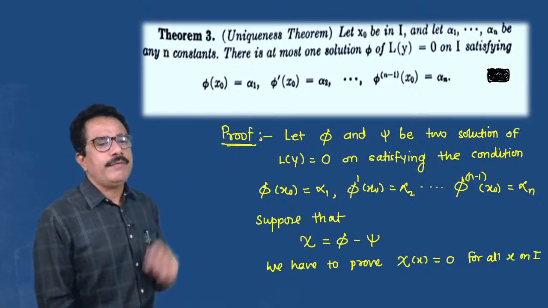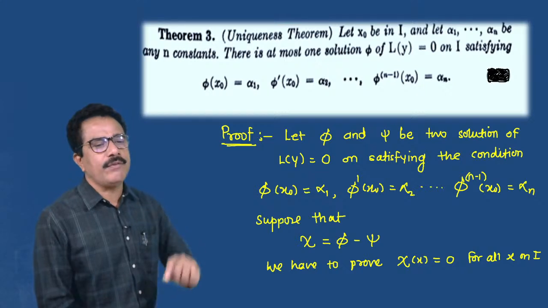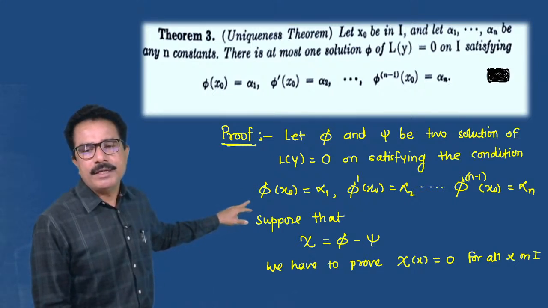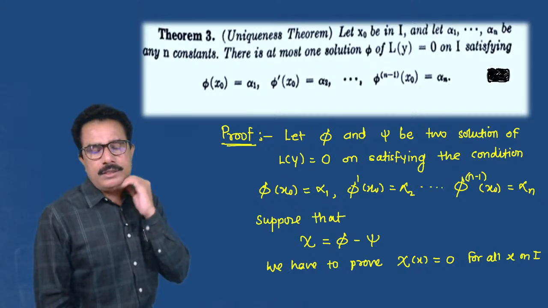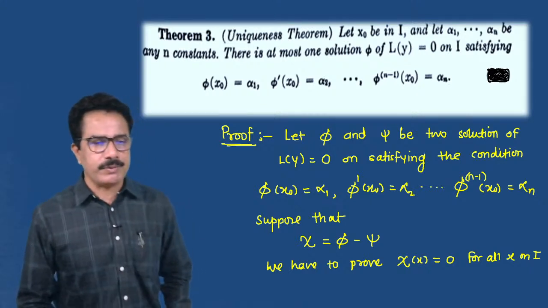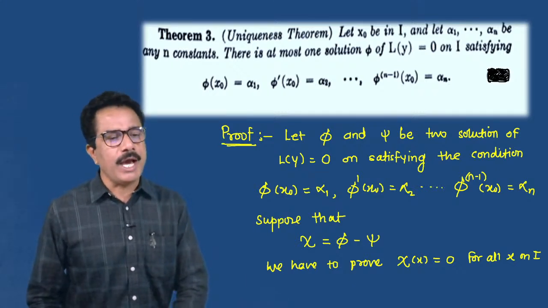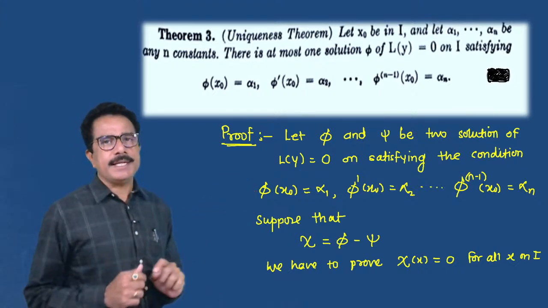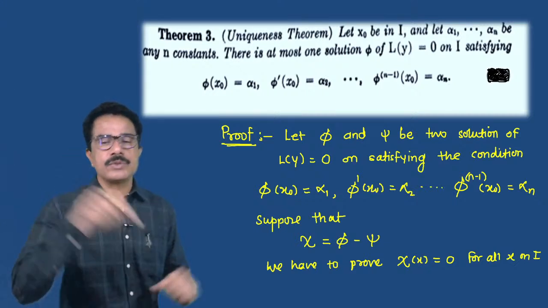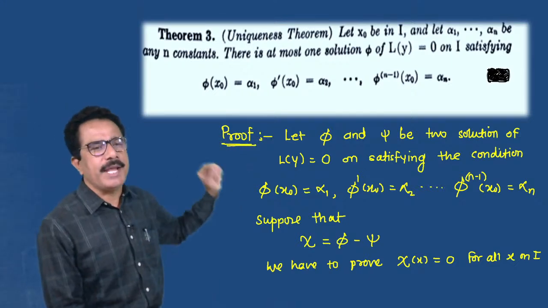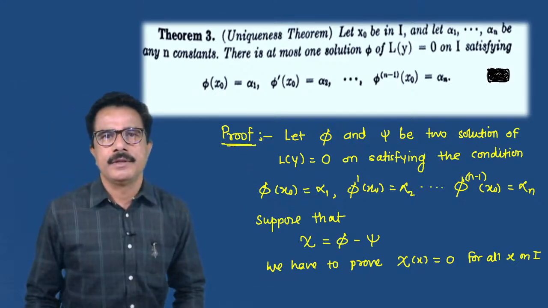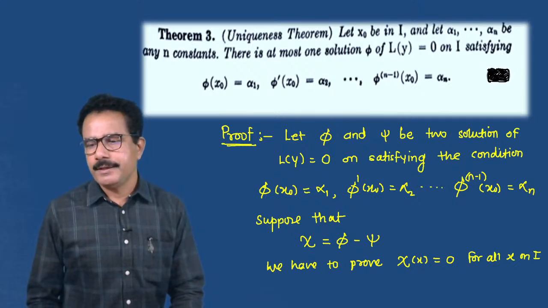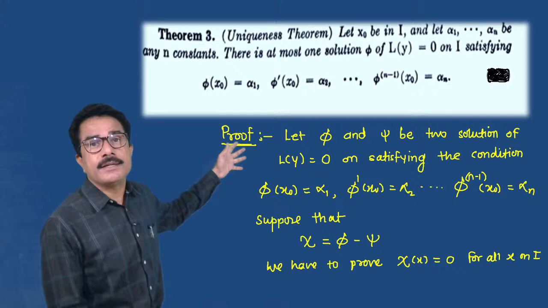Let phi and psi be two solutions of L(y) equals 0 satisfying the conditions phi(x naught) equals alpha 1, phi dash(x naught) equals alpha 2, up to phi raised to n minus 1 of x naught equals alpha n. This is the given condition, also called the initial condition. Suppose that there are two solutions, phi and psi. According to the theorem, actually we have to prove that there exists only one solution. But the proof of this theorem we can take in the contradiction form.